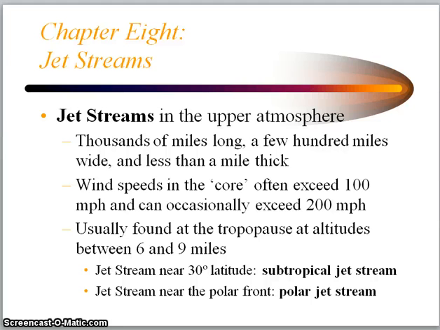This jet stream is usually found at the height of the tropopause, meaning where the troposphere is going in transition, high up above our heads, at an altitude of, say, between 6 miles and 9 miles above the surface of the Earth. The jet stream near 30 degrees latitude is called the subtropical jet stream. The jet stream near the polar front is called the polar jet stream. That's farther north than we are.